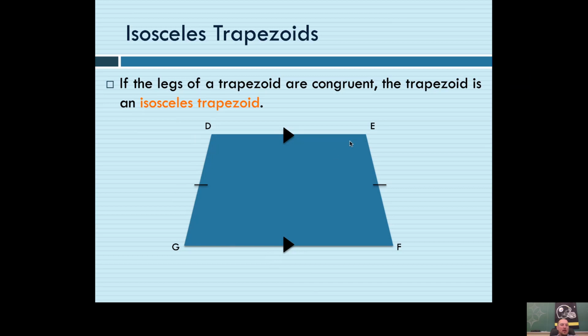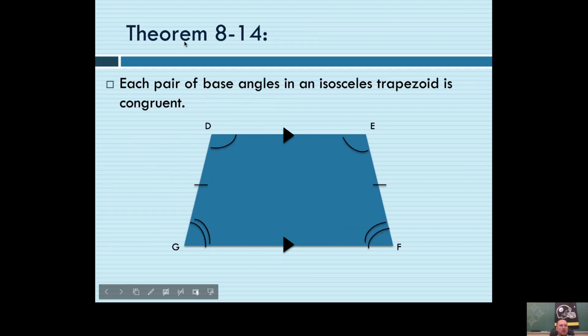So notice how this leg and this leg are marked as being congruent. This is an isosceles trapezoid, and this is exactly what it looks like. Theorem 8.14 tells you that each pair of base angles in an isosceles trapezoid is congruent. So remember, we have two bases, so that means there's two pairs of base angles. So these are base angles for the top base. They need to be congruent.